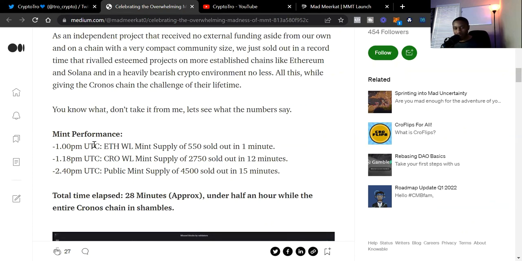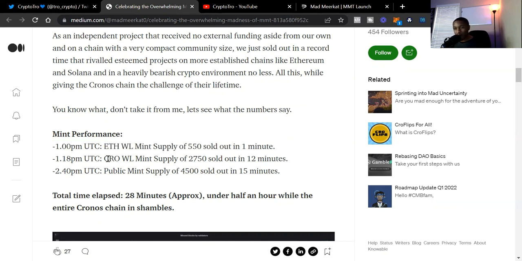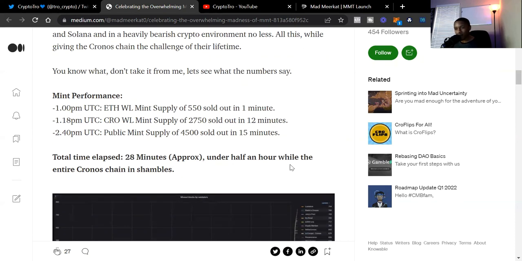So we see the ETH mint with the supply of 550 sold out in 1 minute, man. Then we see the Cro whitelist mint supply of 2,750 sold out in 12 minutes. Then the public mint of 4,500 sold out in 15 minutes. And I believe it probably would have been faster if the Cronos blockchain was able to handle all of those transactions, because the Cronos blockchain absolutely crashed when it was time to mint.